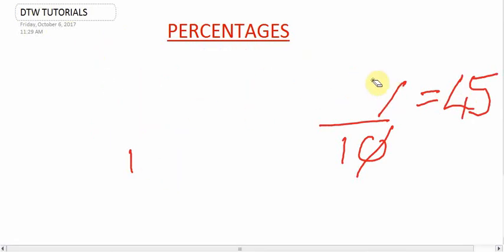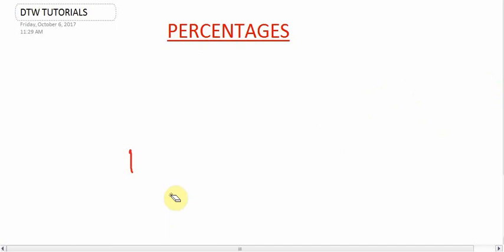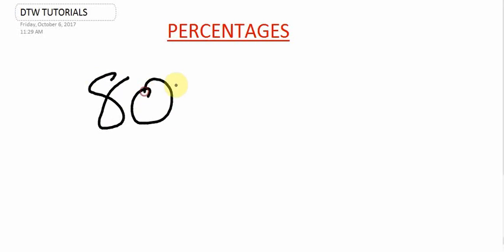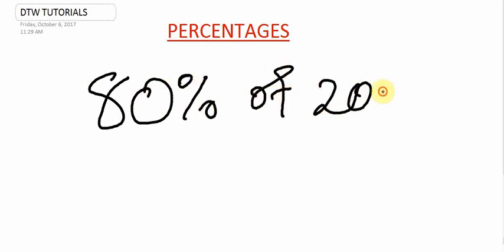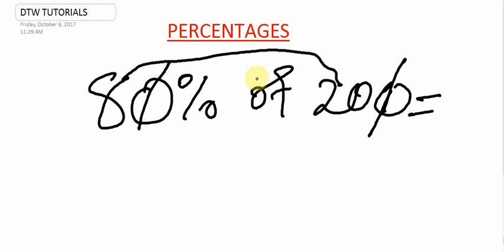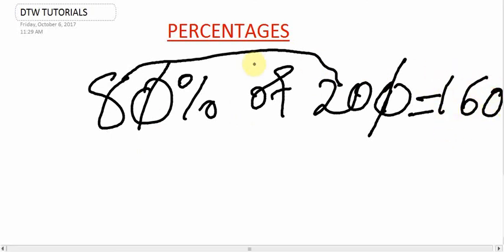Okay, let me do another example here. Let's clean this out. What if we have, find 80% of 200? What will be our answer in 3 seconds? Instead of doing your division, just cancel. If you divide something by 10, just the 0 would cancel out. So what are we left with? We're left with 8 and 20. And what is 8 times 20? That will give us 160. Okay, so this is it.